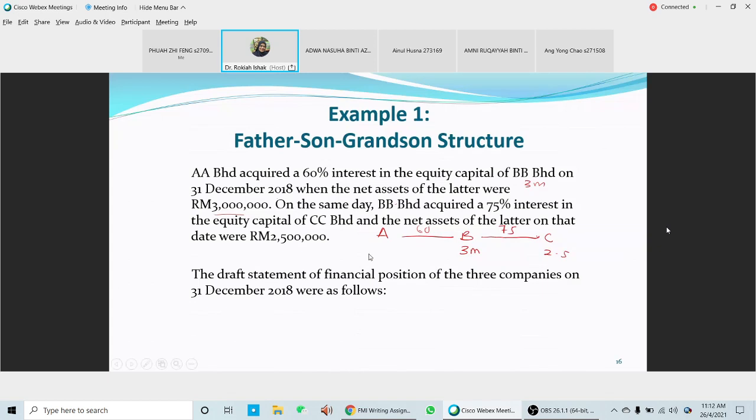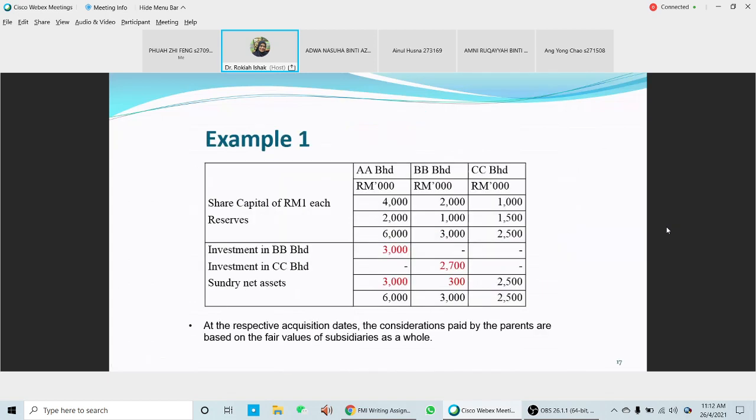So this is the financial position for the three companies. Okay, so this is the investment in B, 3 million. This is the investment in C that is paid by B. And then these are the assets that you have here. Okay, at the respective acquisition dates, the consideration paid by the parent is based on the fair value of the subsidiary as a whole.